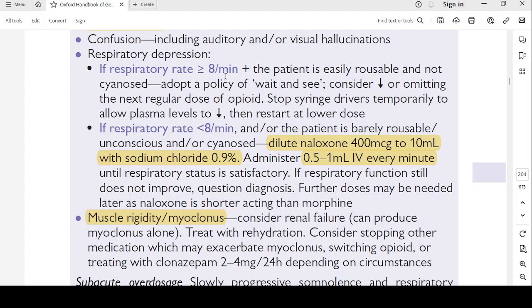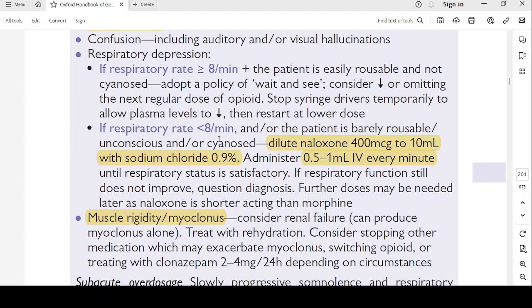So if respiratory rate is more than 8, plus the patient is easily rousable and not cyanosed, so adopt a wait and see approach. Consider decreasing or omitting the next regular dose of opioid. Stop the syringe drivers temporarily to allow plasma levels to decrease, then restart at a lower dose.